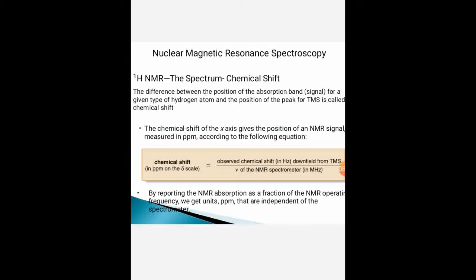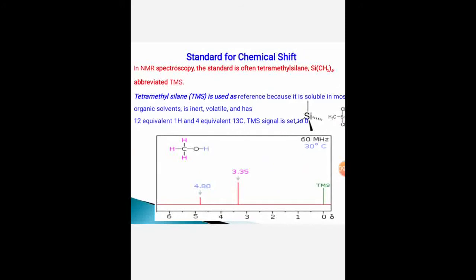Chemical shift is calculated in ppm on the delta scale by the observed chemical shift downfield from the tetramethylsilane to the frequency of the NMR instrument. Why do we use tetramethylsilane as a reference compound or the standard compound? Because it is soluble in most organic solvents. Then it is inert. It does not react with organic compounds and it is volatile and easily removable.